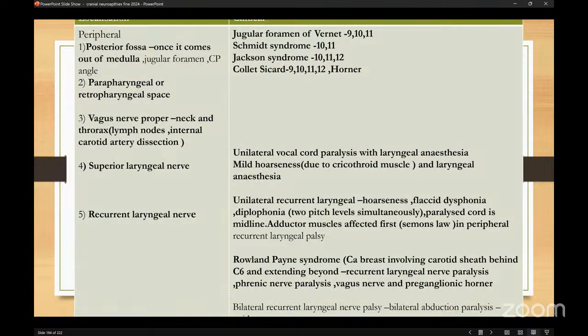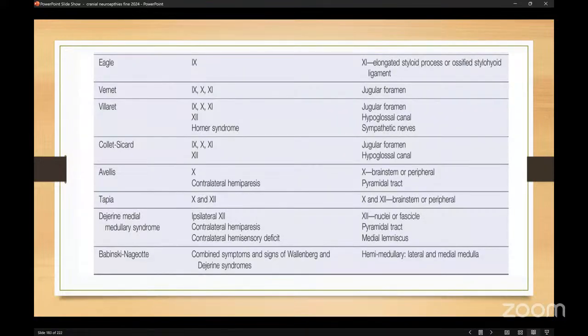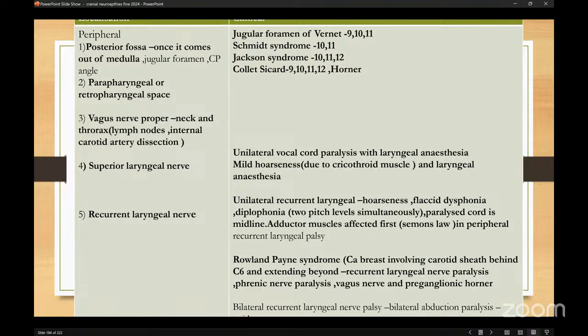So jugular foramen syndromes: Vernet 9th, 10th, 11th, Schmidt syndrome 10th and 11th, Jackson syndrome 10th, 11th, 12th, Collet-Sicard is 9th, 10th, 11th, 12th. Horner doesn't happen in Collet-Sicard, it is happening in Villaret.